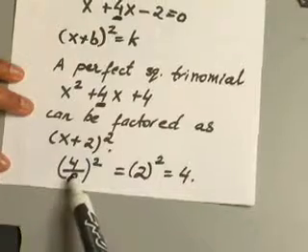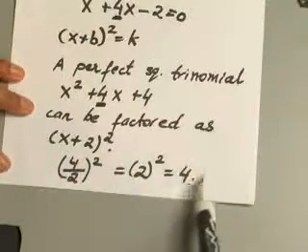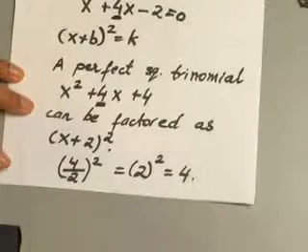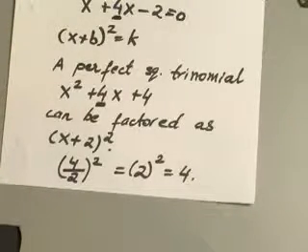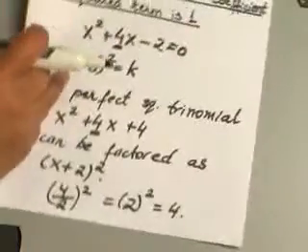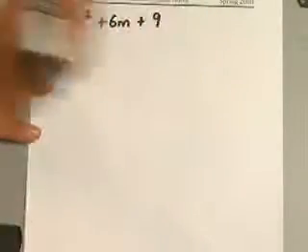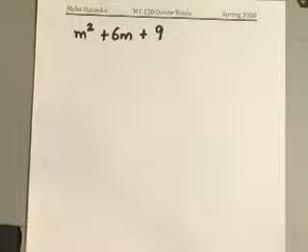So we are going to try and apply this idea of where we take the coefficient of x, or the middle term, divided by 2, and then square it, and the constant term that you get, that is what will help us into making a perfect square trinomial. So to try and understand this better, let's go ahead and look at an example here. Let's say we have this expression, m squared plus 6m plus 9.